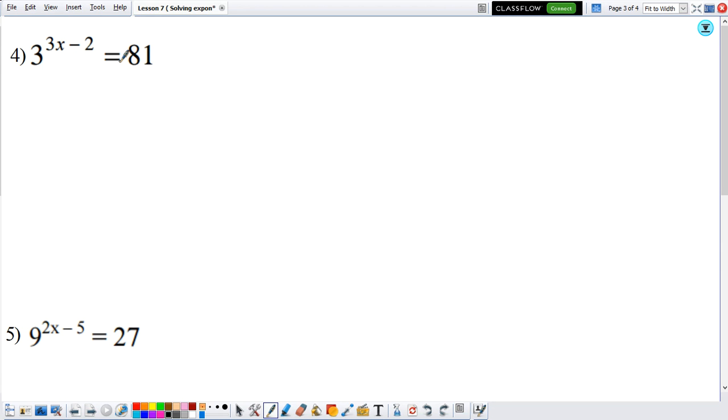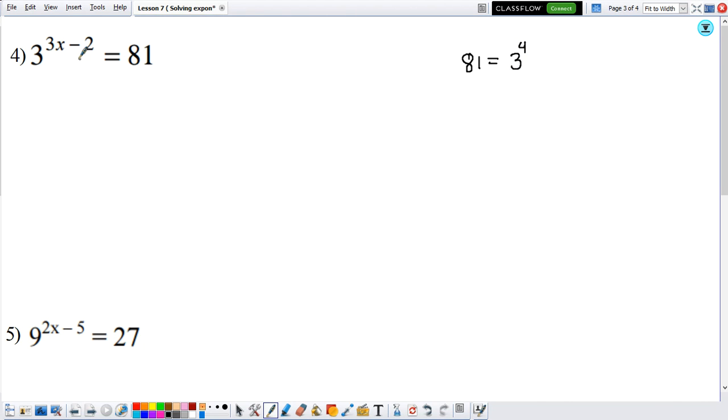So now let's look at another example here. Look at example 4. I notice that my exponent has the variable that I'm looking for. Well, let's check if I can rewrite them having the same base. Well, what do you notice here? Notice that 81, I can rewrite that as 3 to the fourth.